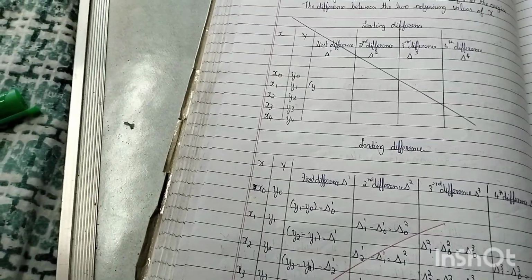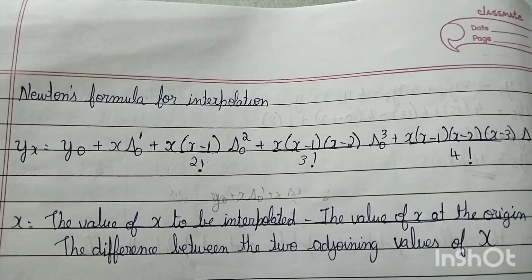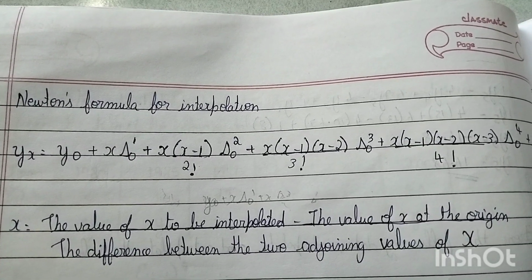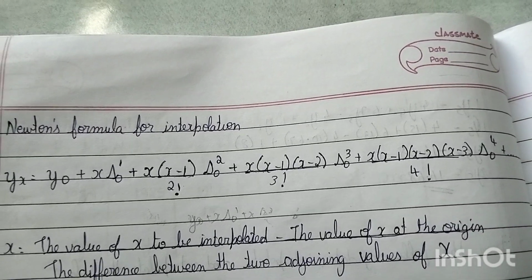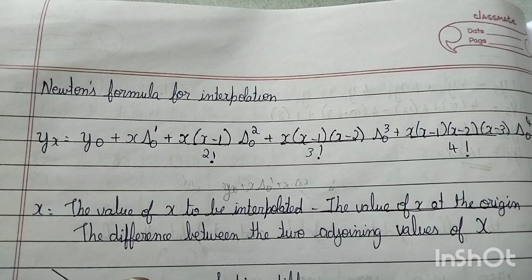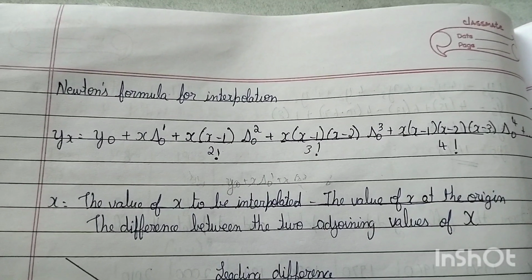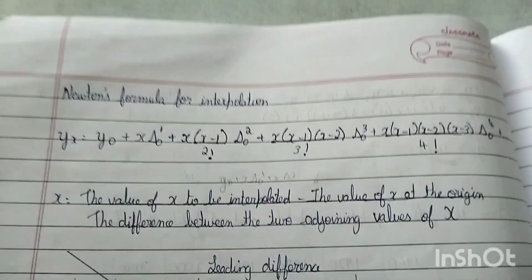We just take a simple example right now. These are the two formulas for Newton's advancing method. First is yx equals y0 plus x delta 1 naught plus x into x minus 1 by 2 factorial delta 2 0 plus x minus 1 into x minus 2 by 3 factorial, and it continues. And to find x, the formula is the value of x to be interpolated minus the value of x at the origin divided by the difference between the two adjoining values of x.